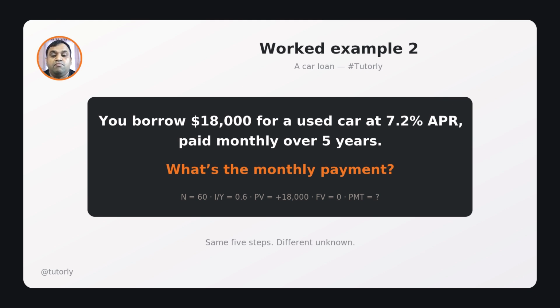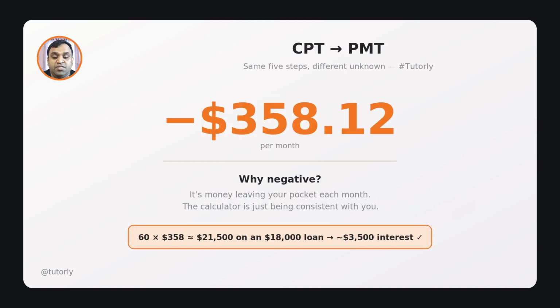Now the signs. That is the part students get backwards. You borrowed the money, so 18,000 came into your pocket. So in this case, PV is positive. The loan is paid off at the end of the period. In this case, FV is 0. Now compute the payment. Negative 358. The minus sign just means it's money leaving your pocket every month. So that means you have to pay the lender every month out of your pocket. So your payment is about $358 a month.